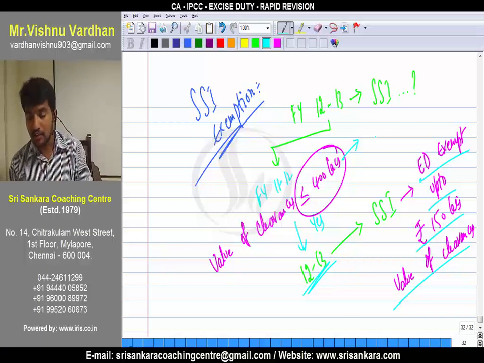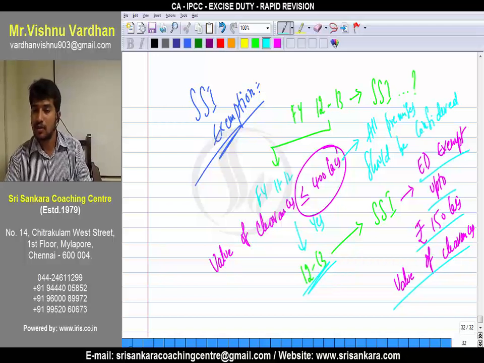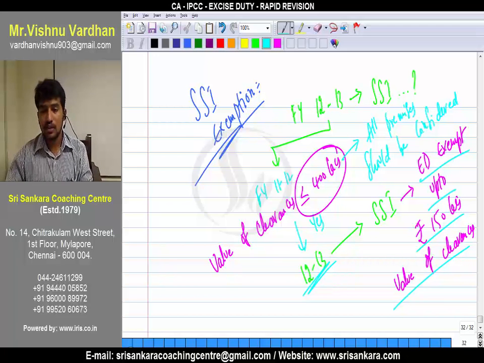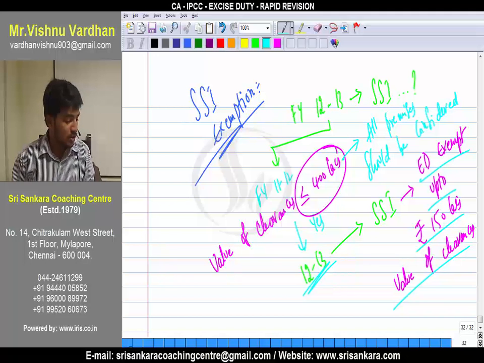If you are a single manufacturer, all premises should be taken into account, should be considered to calculate this 400 lakh limit. Clear? And this year up to 150 lakhs you will get exemption. So this is nothing but small scale industry exemption.